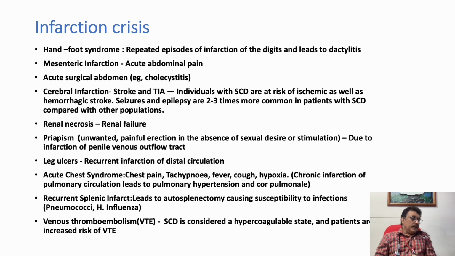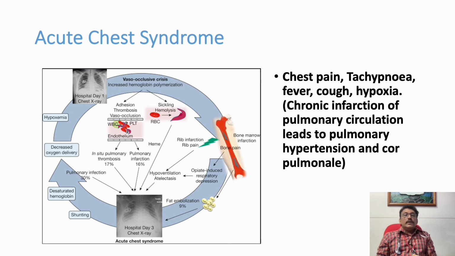Multiple areas in the spleen will be initially destroyed. Ultimately, the spleen itself will be destroyed. This is called autosplenectomy. Venous thromboembolism also can be there in infarction crisis. Now, acute chest syndrome, we already saw that patient can have pulmonary embolism, pulmonary infarction, pulmonary hypertension, or myocardial infarction itself can present with acute chest syndrome.